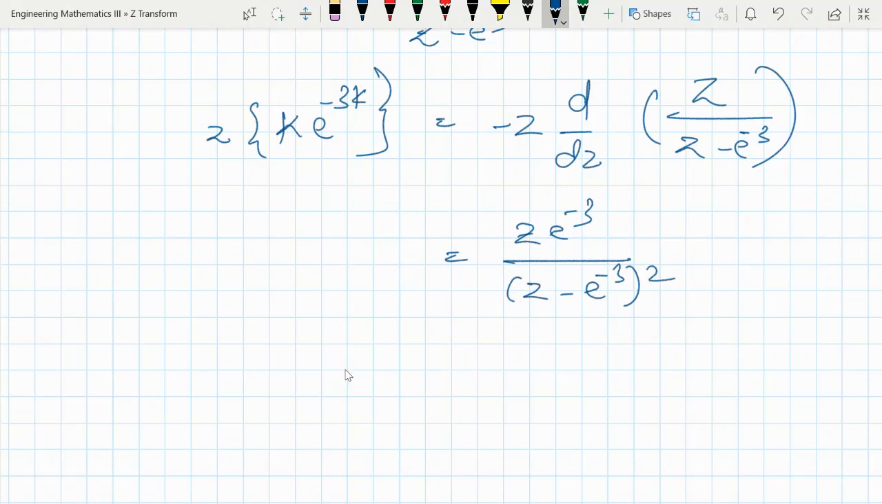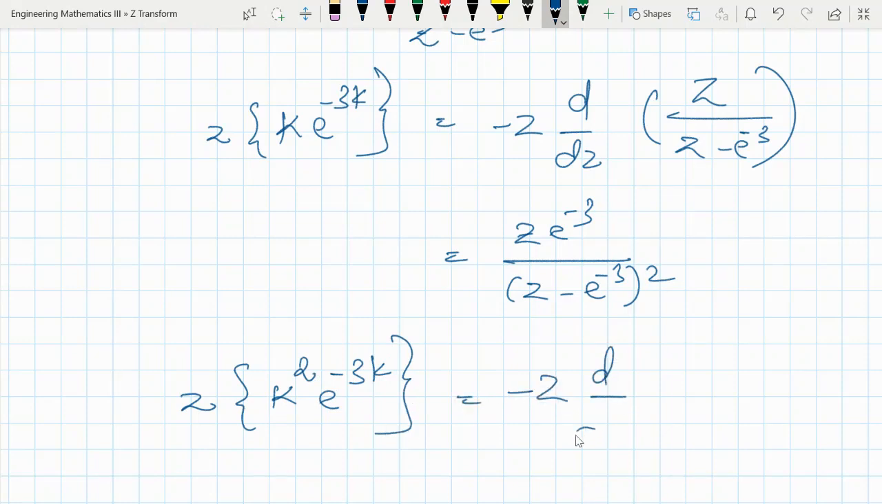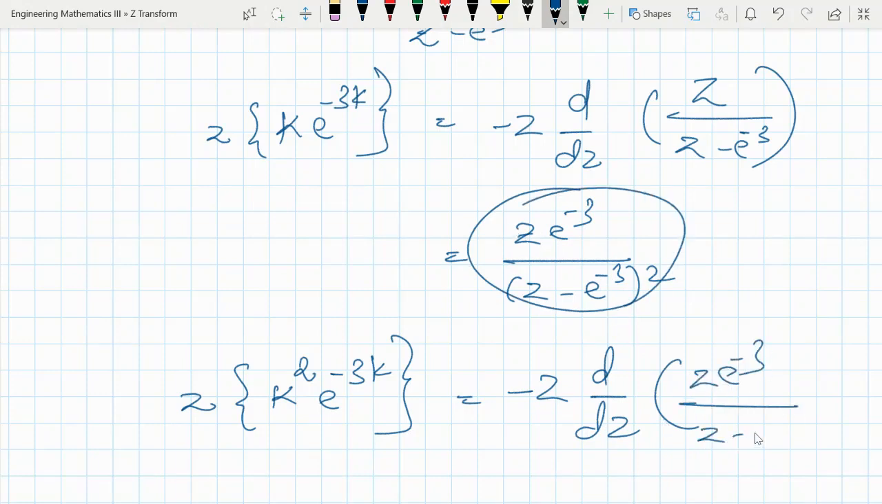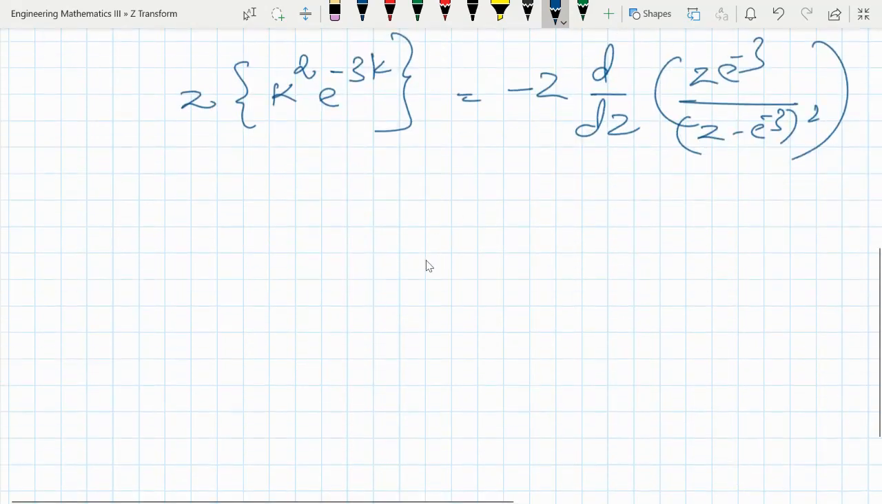And if we want k square, then one more time just take k into k is k square e raised to minus 3k, and again take the derivative of this. Now this time take the derivative of this: z e raised to minus 3 divided by (z e raised to minus 3) bracket square. Okay, and what is my answer to this?